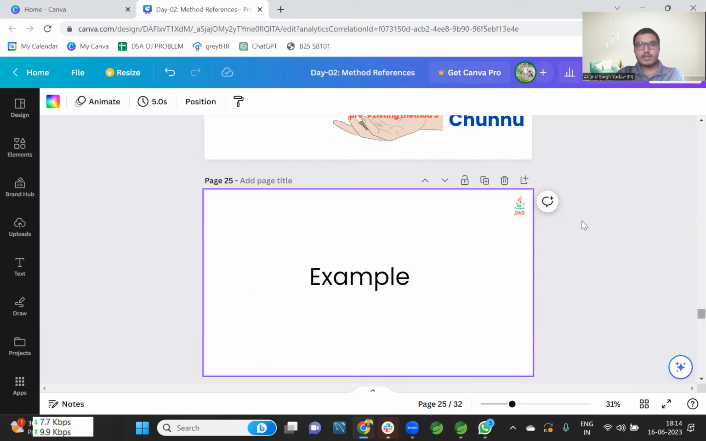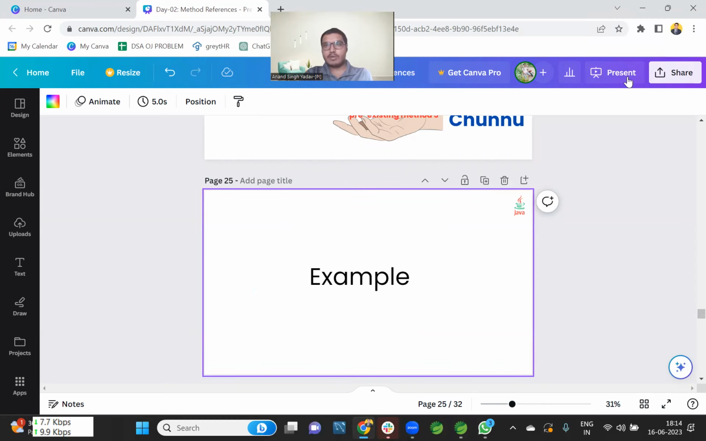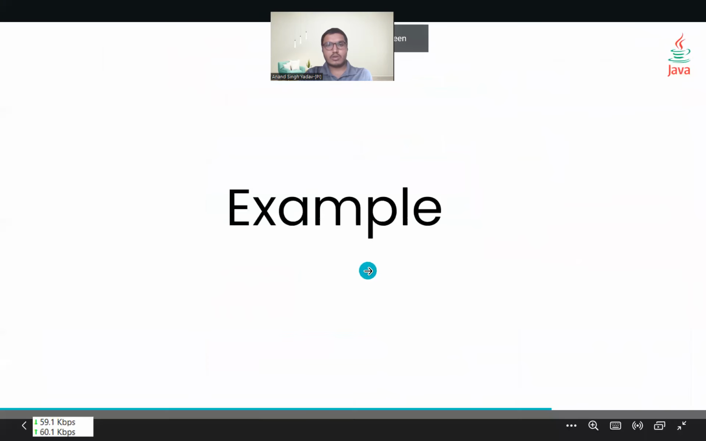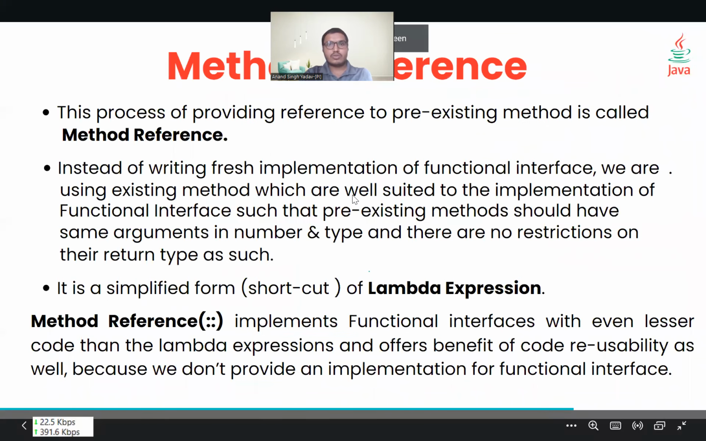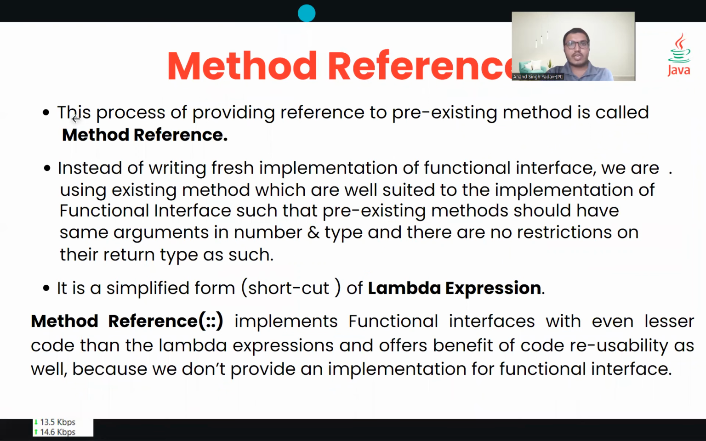Just a second. Let me come back to my PPT. Okay. So here, as you can see, what is method reference? I have written it already. This is the process of providing a reference to a pre-existing method, which is called method reference. It is already written by some experienced developer, and we can refer to that implementation to give the implementation to the functional interface.